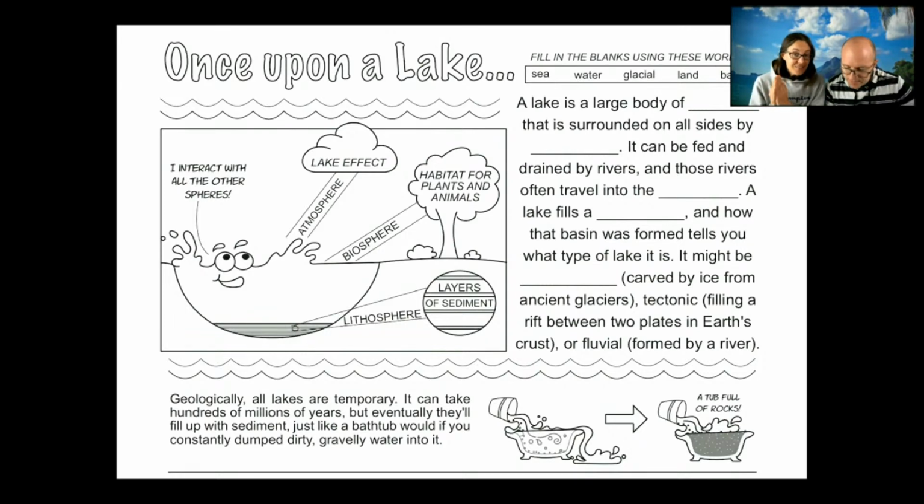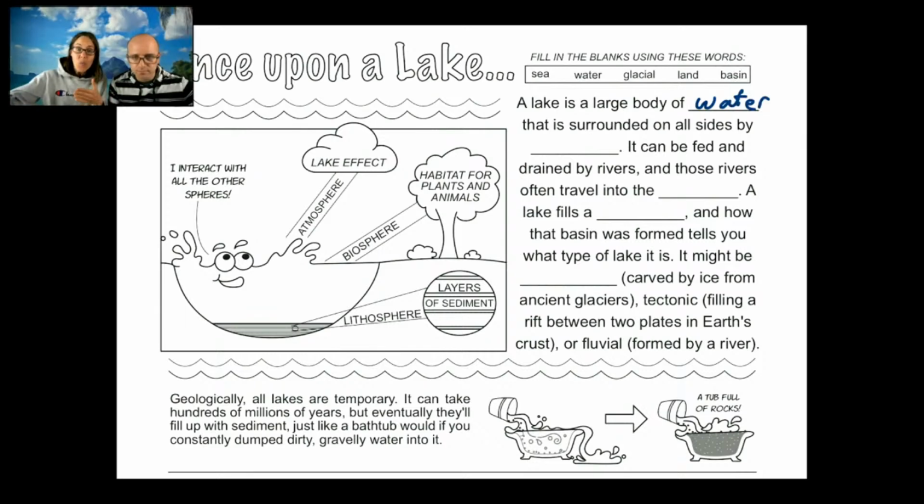All right. A lake is really just a large body of water. And it needs to be surrounded on all sides by land, except for where a river comes in and where a river goes out. Most lakes will have one or more inlets or rivers going in, but some lakes don't have an outlet. They don't have a river going out. It all depends. So those travel into the basin.